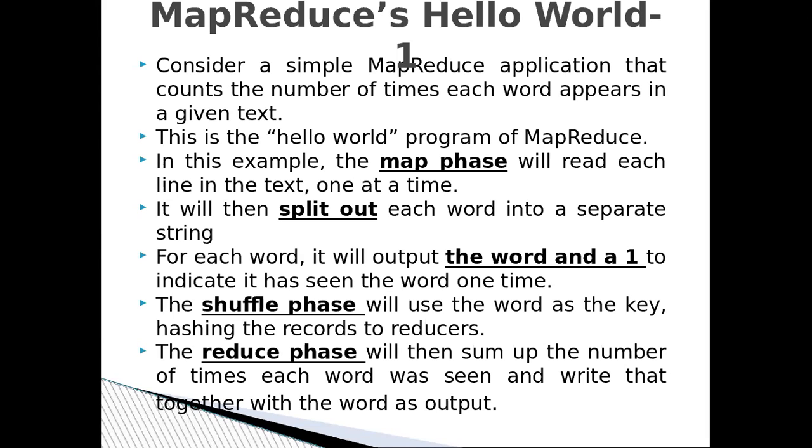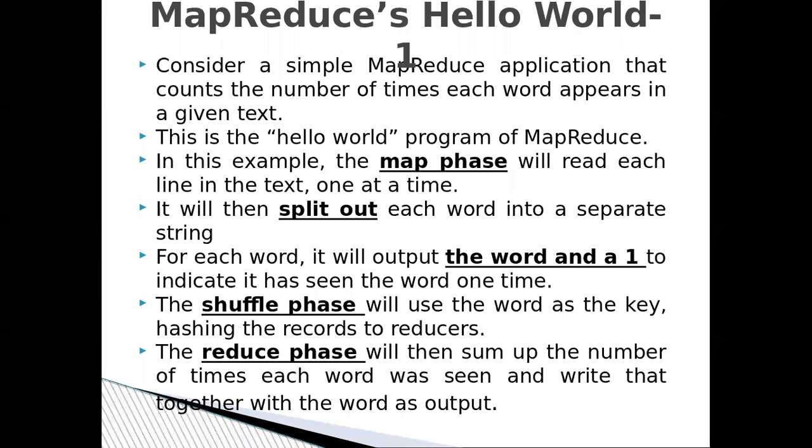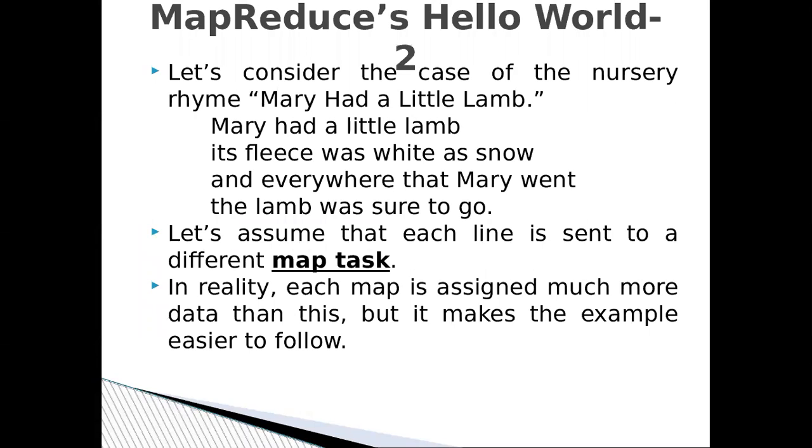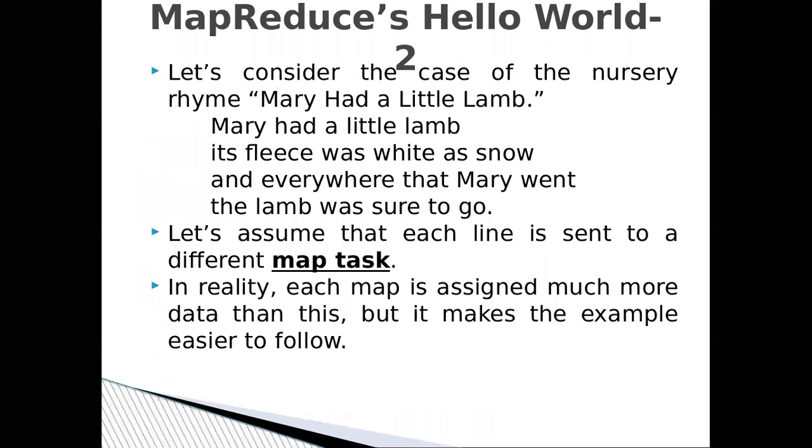In the shuffle phase, we use the word as the key and hash the records to reducers, which sum up the total numbers and then tell you how many times each word occurs. For this, let's take an example of this file which contains the nursery rhyme Mary Had a Little Lamb. You can see there are 4 lines.